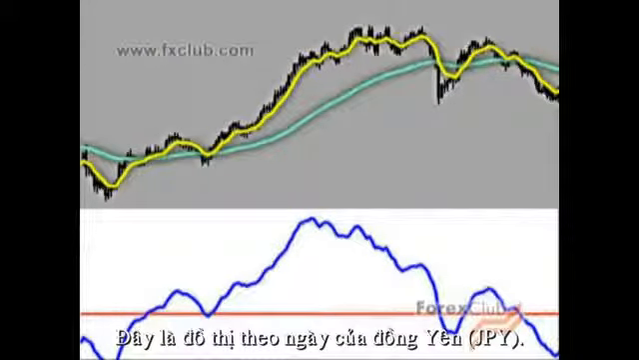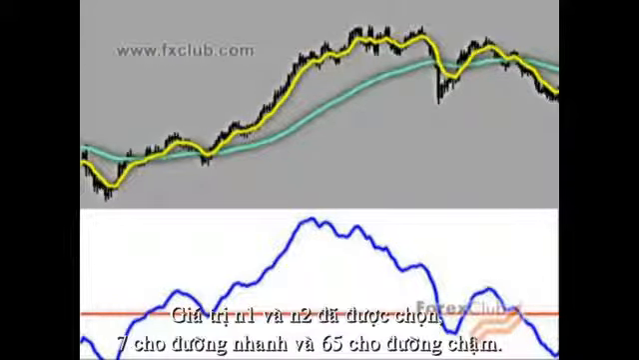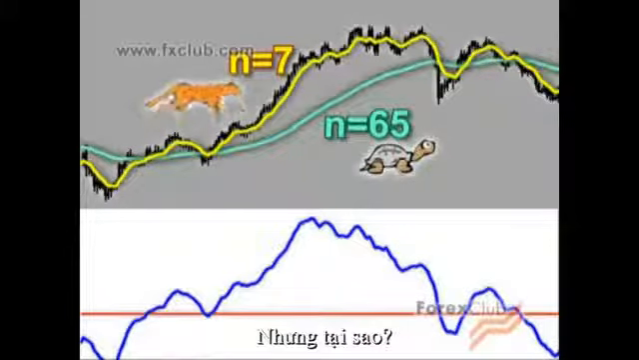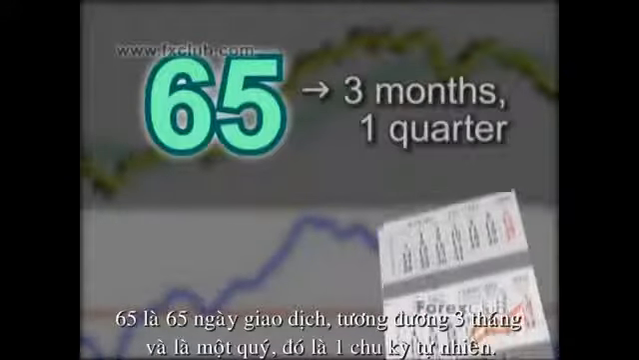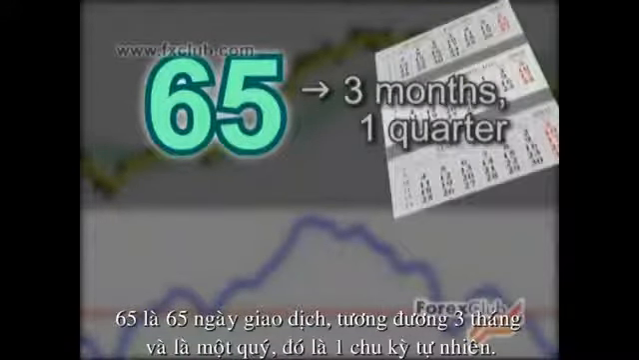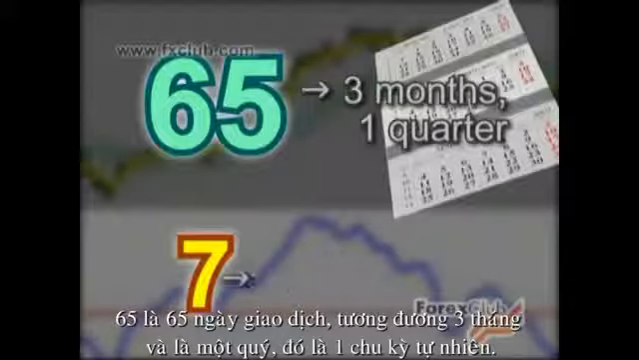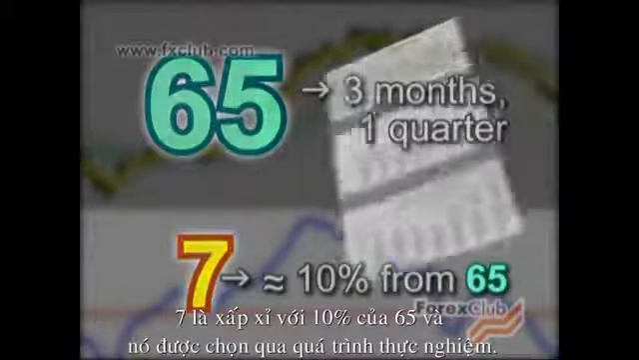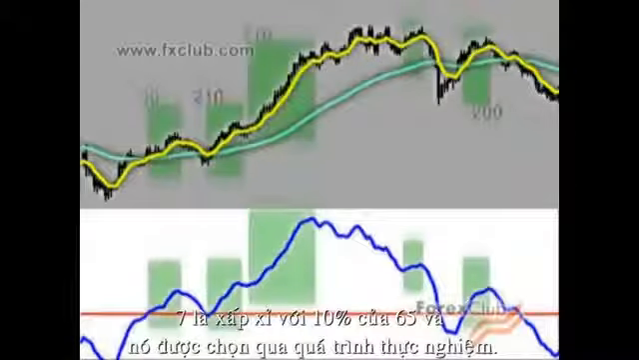Here is a daily chart of Japanese yen. The values of N1 and N2 have already been selected. They are 7 for the fast line and 65 for the slow line. But why? 65 is 65 trading days, that's 3 months, a quarter, it's a natural cycle. 7 is approximately 10% of 65, and it has been selected experimentally.